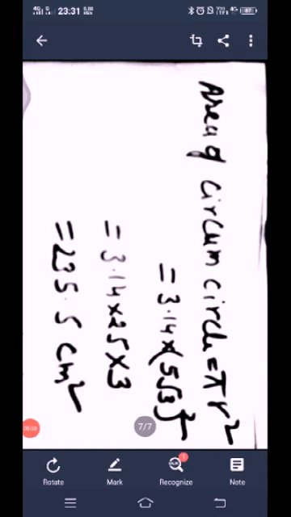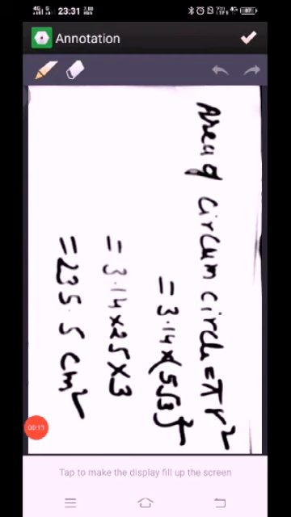Area of circumcircle equal to pi r square. Value of pi is 3.14. We have put here the value of pi 3.14 into the radius. We have got 5 root 3 and its square. 5 square is 25, root 3 square is 3, that is 75 into 3.14. We find its product, that is 235.5 centimeter square. That will be the area of the circumcircle.